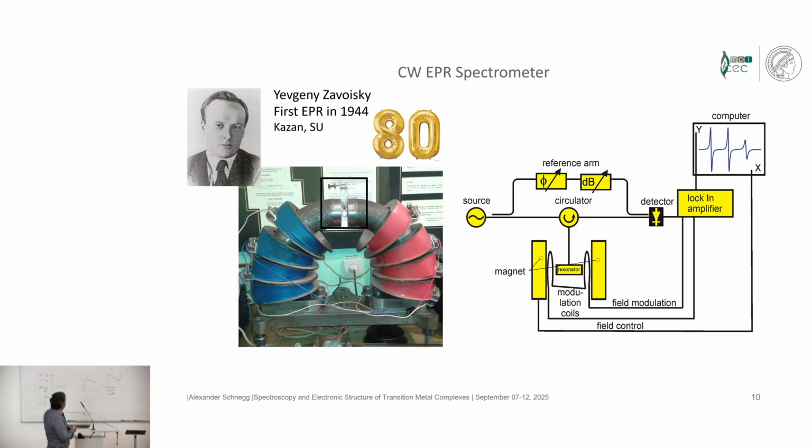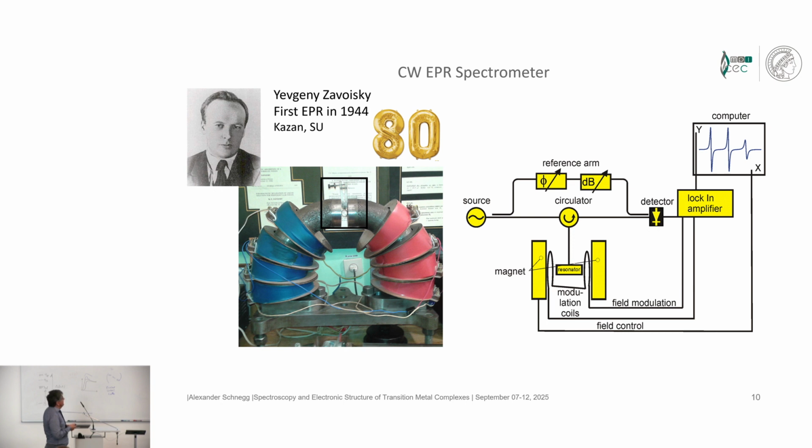First I will show you how the first EPR spectrometer looked. This is approximately 81 years ago that Yevgeny Zavoisky set this up in Kazan in the Soviet Union. Surprisingly, it still has most of the components we are still using in an EPR spectrometer. It has a large magnet, a resonator, and a microwave bridge. And here on the right-hand side, the scheme of such a spectrometer is shown.